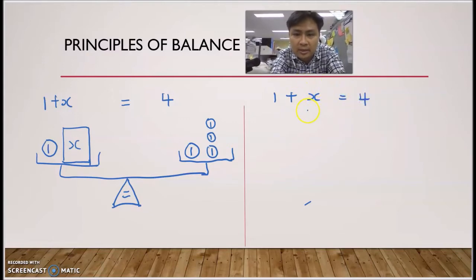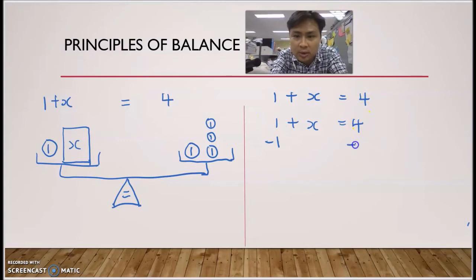Now, how do we get the number of coins in the X box, the mystery box? In order to solve this equation, all we need to do is make this 1 become 0. How do we make this 1 become 0? We will minus 1 on this side. So let's do this now. I have 1 plus X equals 4. What we need to do now is remove 1 from here, so I'll minus 1 from here. And if I minus 1 from the left side, what do I need to do on the right side? I need to also minus 1 here.